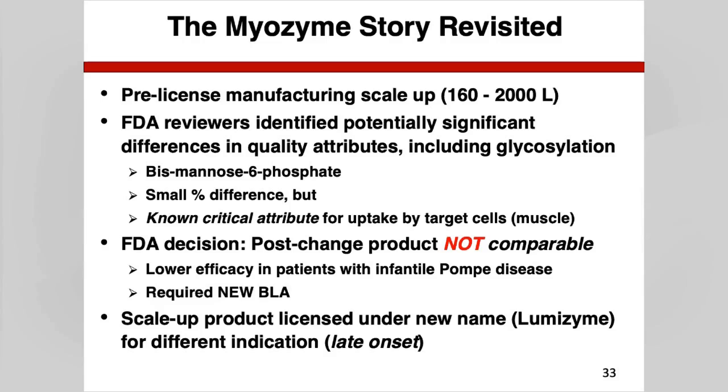And both the CMC reviewers and the clinical reviewers decided that this post-change product was not comparable because it had lower efficacy in patients with infantile Pompe disease, attributed to this small but important molecular change. So actually the sponsor had to submit a new BLA in order to get approval of the scaled-up product. The product became Lumizyme, and the indication is for late onset Pompe's disease.